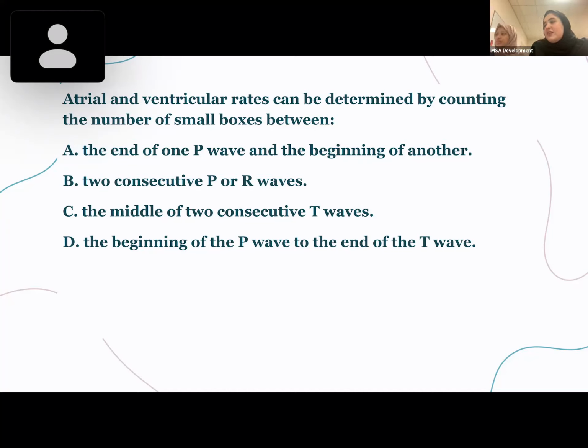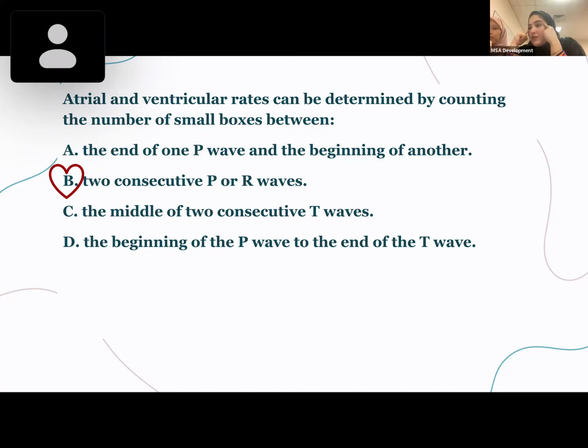Okay. So Saad said basically B, because it's the time between them that shows either the time between each atrial contraction or each ventricular contraction. And Saad is correct. The question is asking for the atrial and the ventricular rates. Keep in mind that from a P to a P, that's an atrial contraction, and from an R to an R, that's a ventricular one. The atrial rate is from P to P, and the ventricular rate is from R to R.